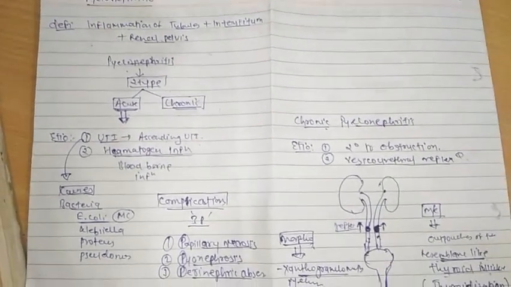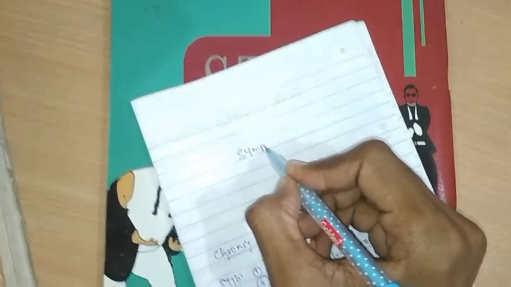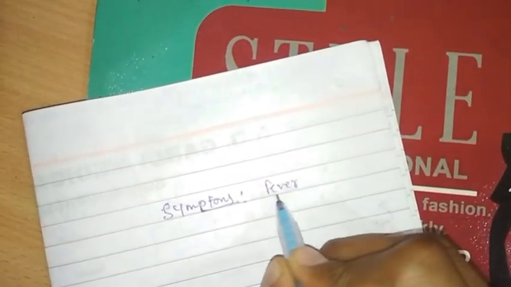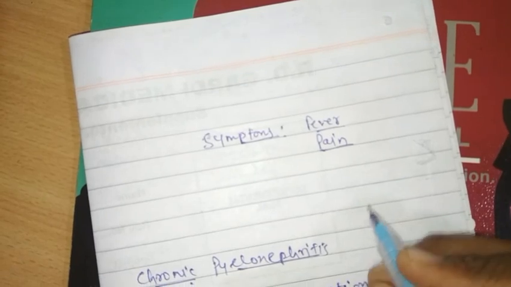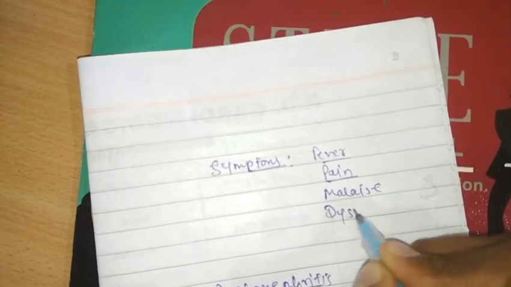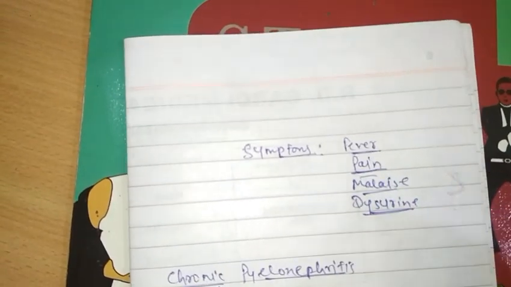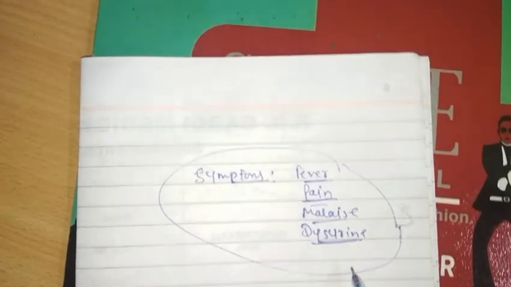And what are the symptoms in patients of pyelonephritis? Whenever there is an infection, there is fever, pain, malaise, and dysuria. Dysuria means pain during urination. So these are the various symptoms that come in patients of pyelonephritis.